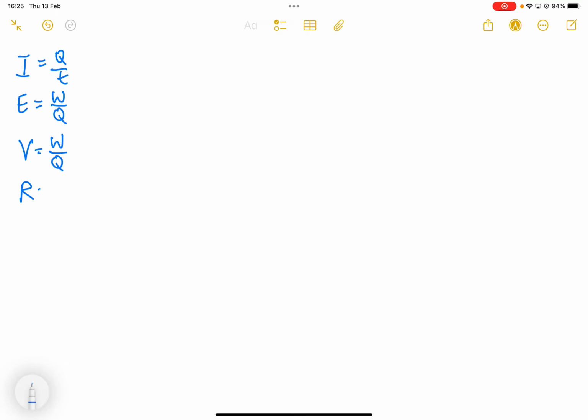And then resistance is the ratio of the potential difference across the component to the current flowing across it. Then R equals rho L over A. All right, we will go through the worksheet later for this one.